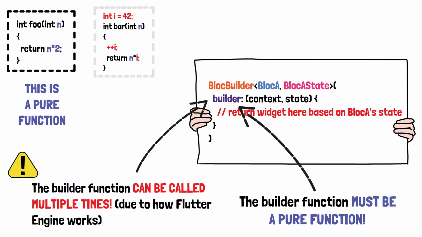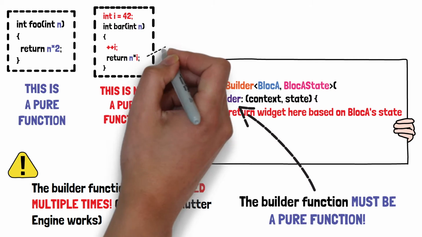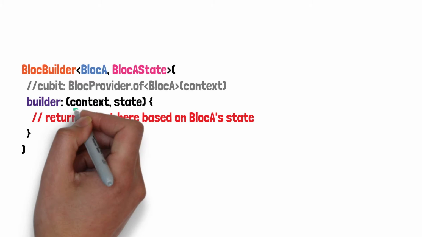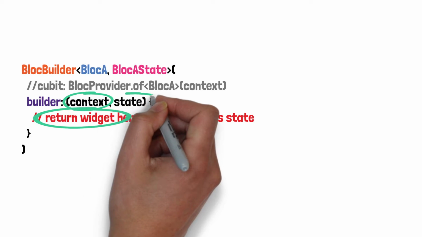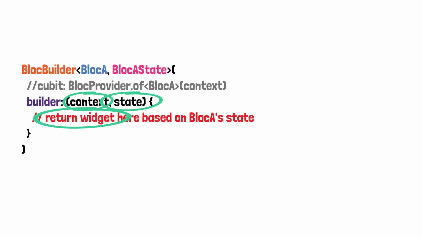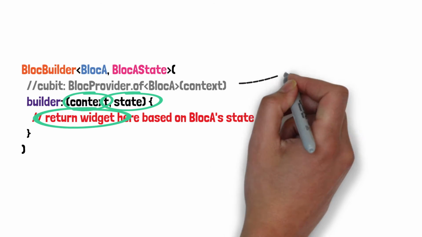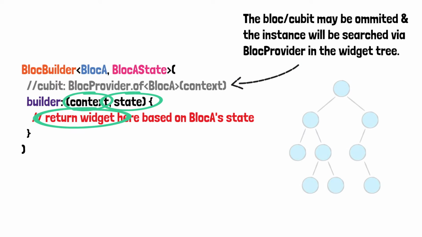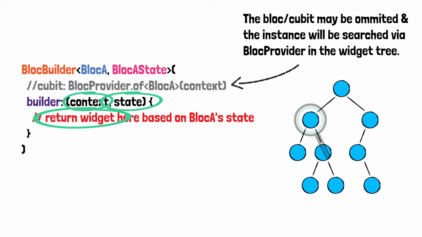So what is a pure function, you may ask? Well, a function where the return value depends only on the function's arguments and no others, thus making it pure. So in this case, our builder function should return a widget which only depends on the context and state parameters and nothing more. If the cubit or bloc is not provided, the BlocBuilder will automatically perform a lookup for its instance using BlocProvider and the current build context.